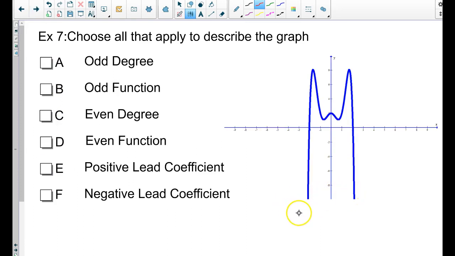Let's do this one. We see that both ends are going in the same direction, meaning that you have an even degree. So this is wrong. Can't be an odd function then. It's symmetric with respect to the y-axis, so that works. And since both ends are going down to negative infinity, that means it has a negative leading coefficient. So the answer is C, D, and F.